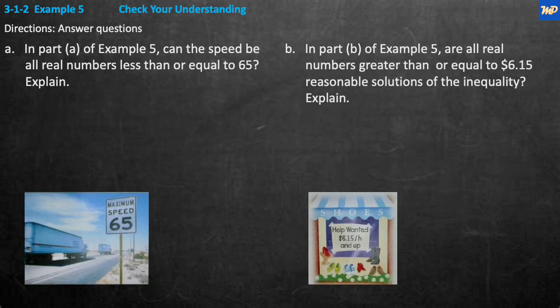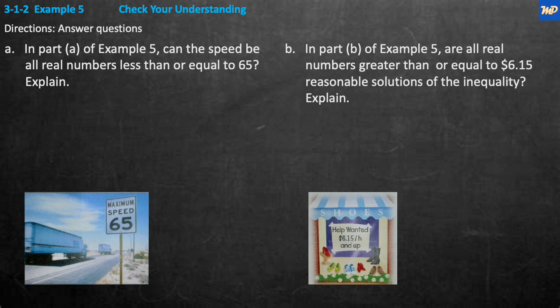Okay, example 5, check your understanding. Thanks for hanging in there. We're at the last slide, okay? And this happens to be yours. You get to run off and do these on your own. Stop the video. I'll read the question. In part A of example 5, that's what we just did up above, can the speed be all real numbers less than or equal to 65? And then they want you to explain.